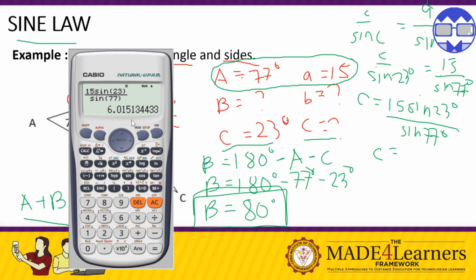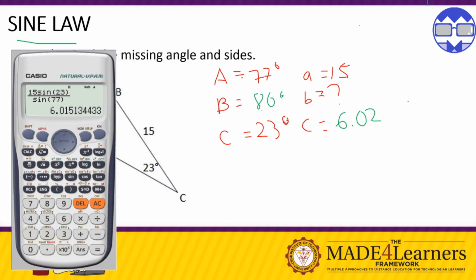Or 6.02, because it's followed by 5. So C is 6.02. Okay, so we have now B and we have now C. So we're missing small letter b. Okay, so I'll erase for a while.